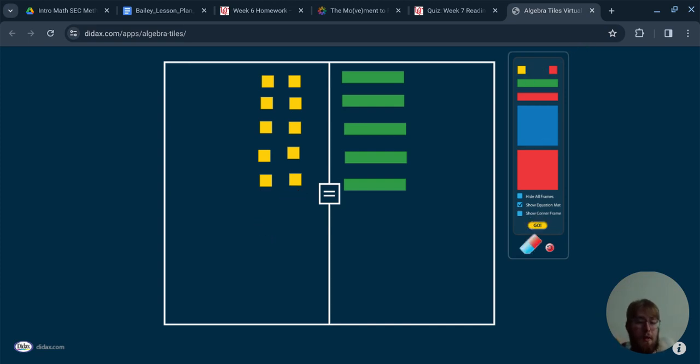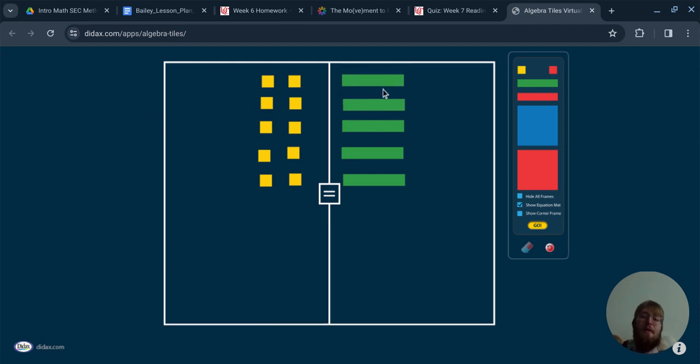So now we are left with, there we go, 5 green rectangles on our right side, so that's 5x, and 10 yellow squares on our left side, so that is the number 10. So now we have to group these up to make even pairs, and luckily with how this was sketched out, it kind of fitted itself.